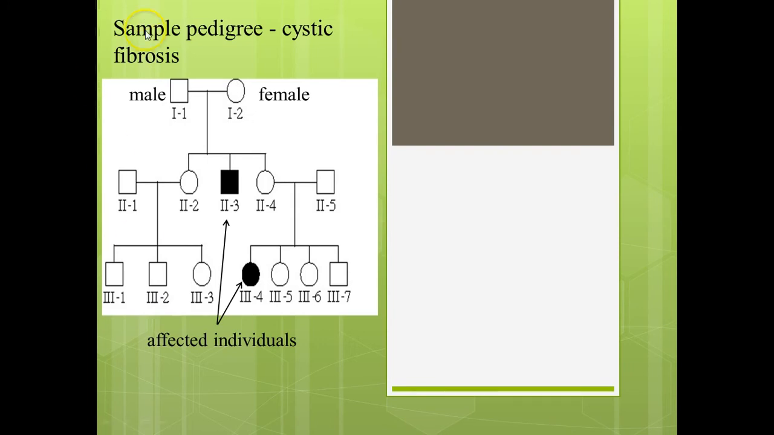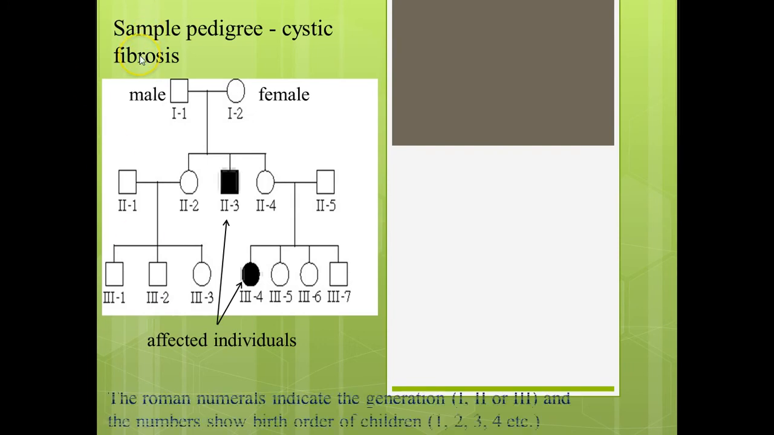This is an example of a pedigree for cystic fibrosis. Just so you are aware, the Roman numerals in the pedigree show the generation. So here's generation 1, here's generation 2, here's generation 3, and all members of the same generation are lined up across in a row. The actual numbers, 1, 2, 3, 4, show the birth order of the children.